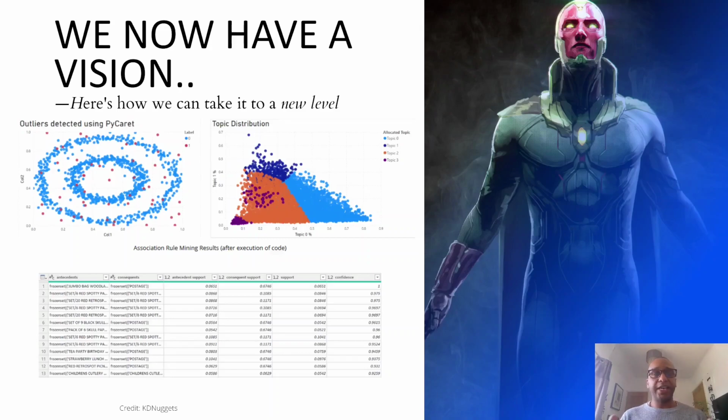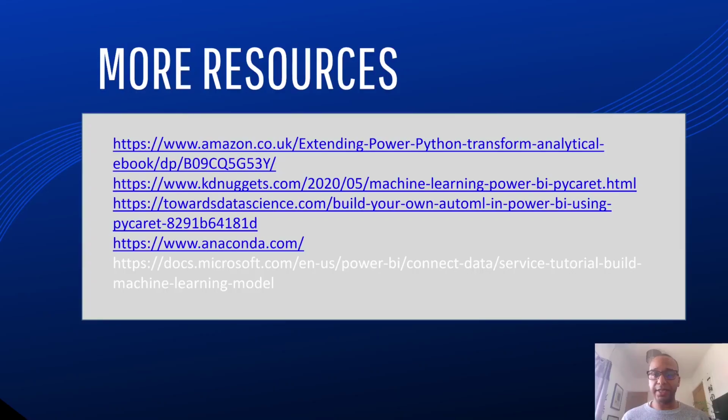Okay, so we now have a vision, and it's up to you to take this to the next level. So you can start to use outlier detection, maybe topic distribution, or even association rule mining. Okay, and here's some resources you can take away to go and do that. I would thoroughly recommend to you Extending Power BI with Python and R by fellow MVP and my friend Luca Zavarella. And alternatively, you have websites available to you like kdnuggets.com, towardsdatascience.com, and obviously you have anaconda.com and some documentation available from Microsoft on AutoML also.